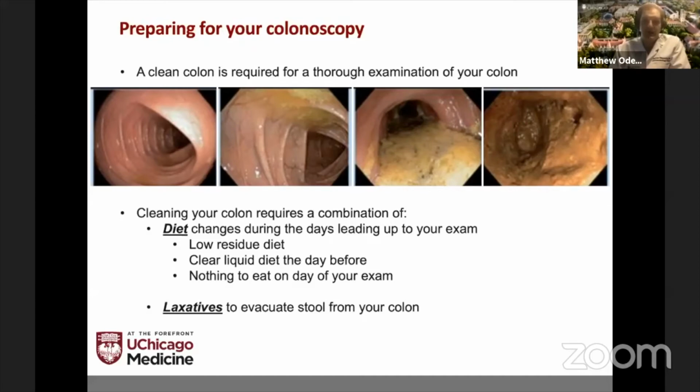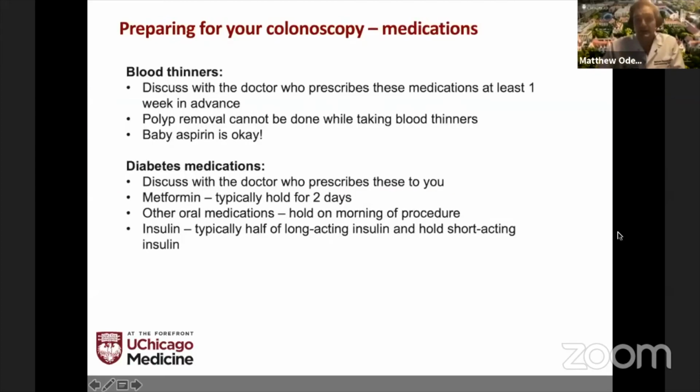And then everyone who's had a colonoscopy remembers the giant jug of prep material that's needed to evacuate stool from the colon. And the most common is a generic medication called GoLytely. And this is a 4-liter jug of fluid that needs to be taken half the night before and half on the morning of the exam. But again, there are various different laxatives that can be used to evacuate stool from the colon. And all of those instructions are really detailed on that Comprehensive Cancer Center website that I mentioned just a couple of slides ago.